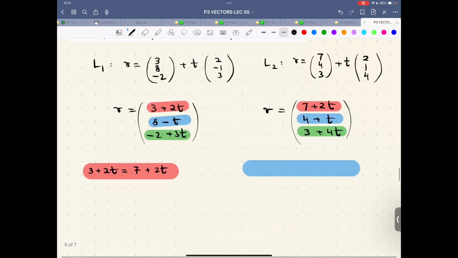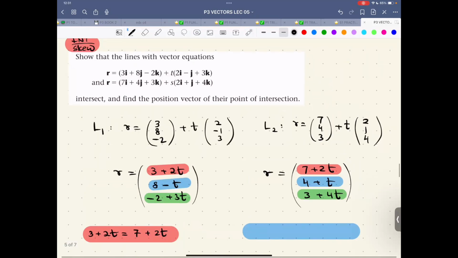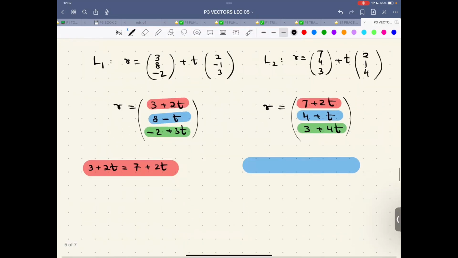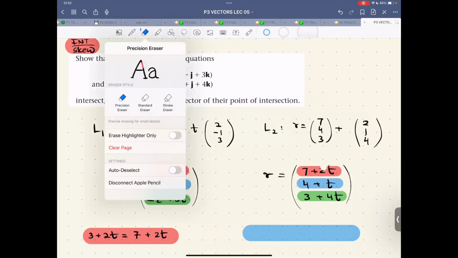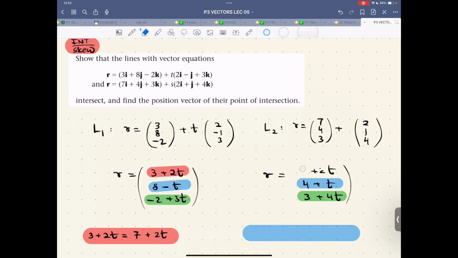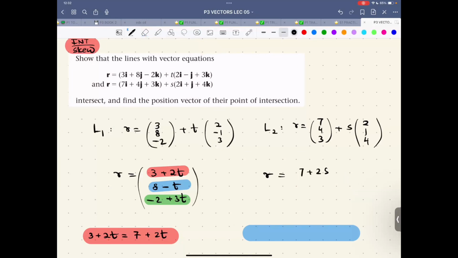So 3 plus 2t is equal to 7 plus, it's not t, it's s, my bad. The first one is t, the second one is s. So that is the mistake that I've made. So let me just correct myself. Otherwise, I was just wondering how is it canceling out. So this is s, so 7 plus 2s, 4 plus s, and 3 plus 4s.